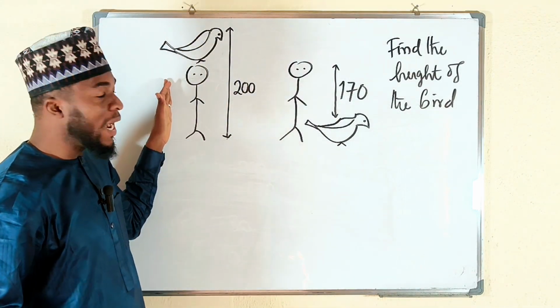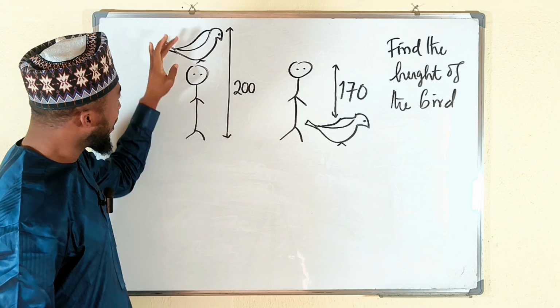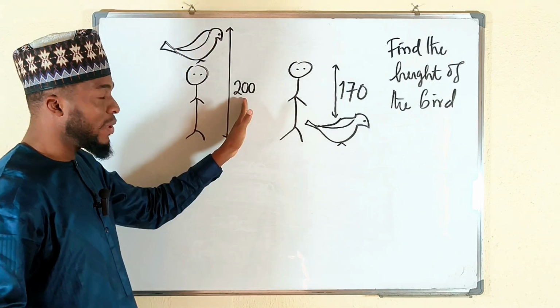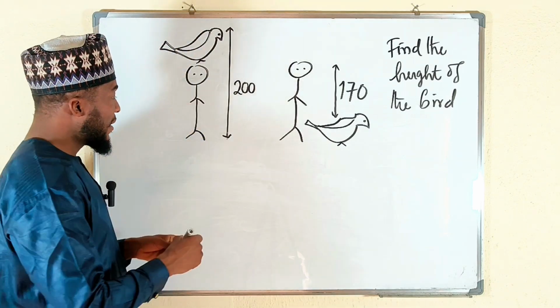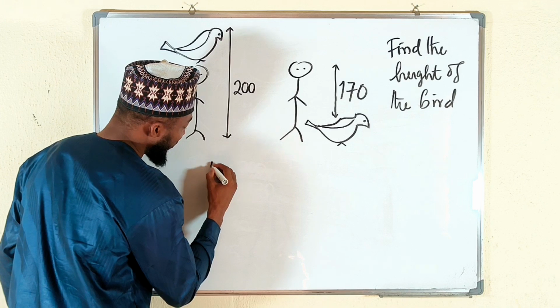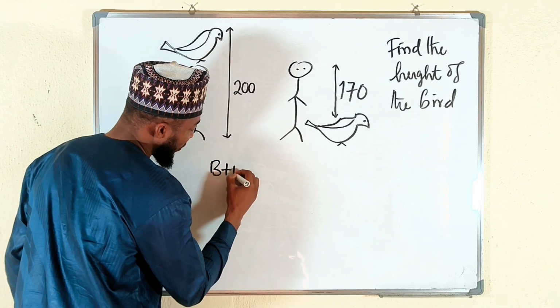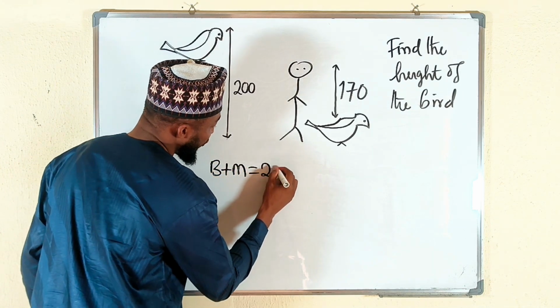This is a combined height. The height of the man including the height of the bed, together we have 200. This is simply what? The height of the bed plus the height of the man equals 200.